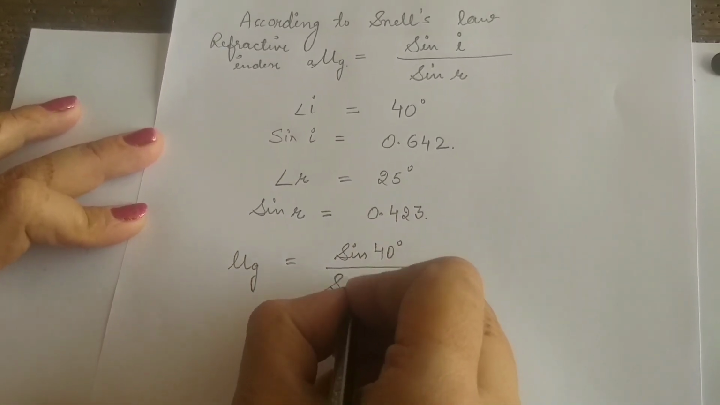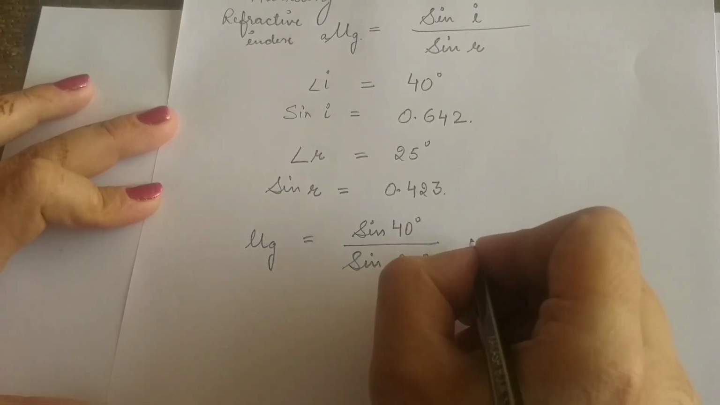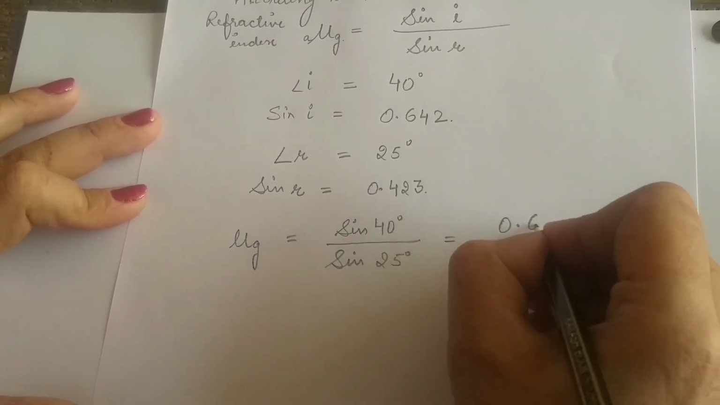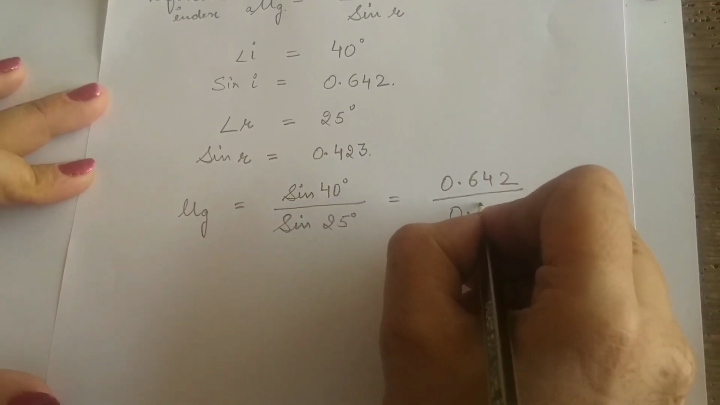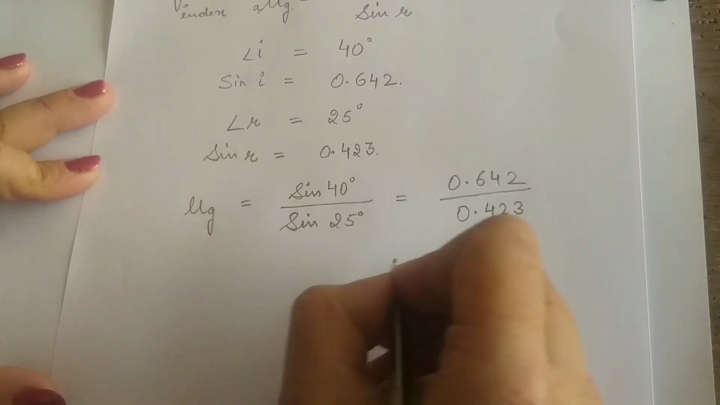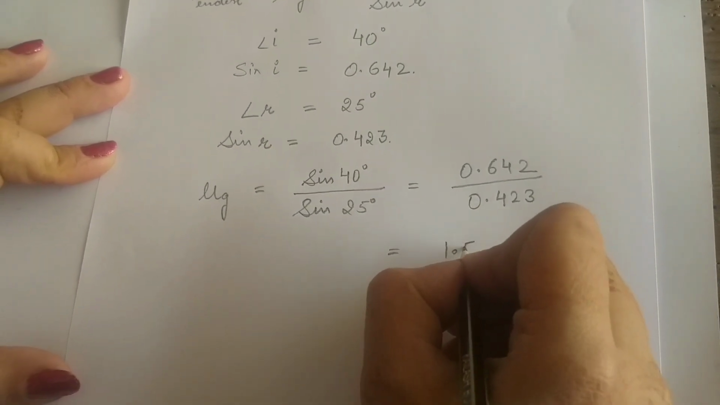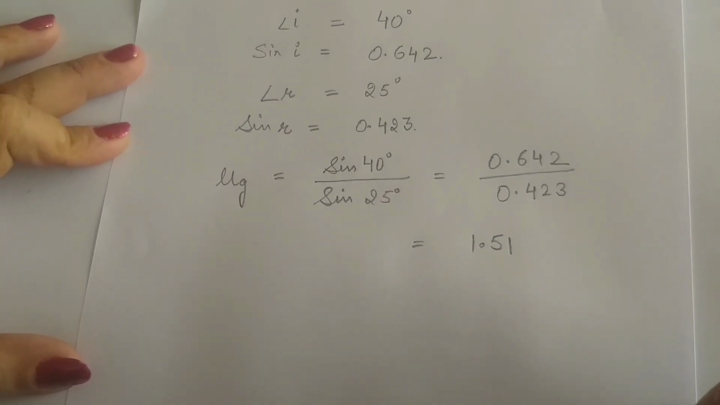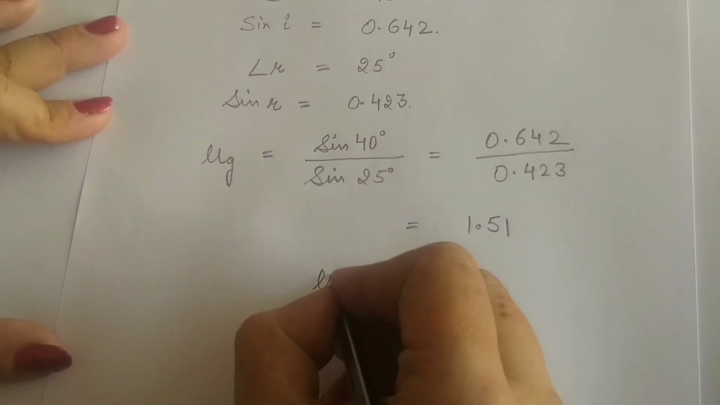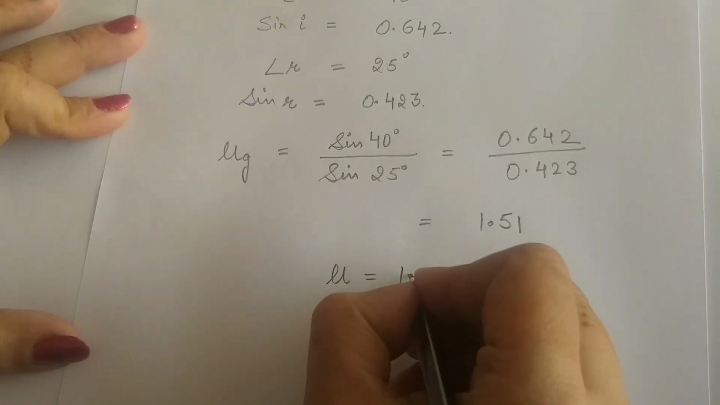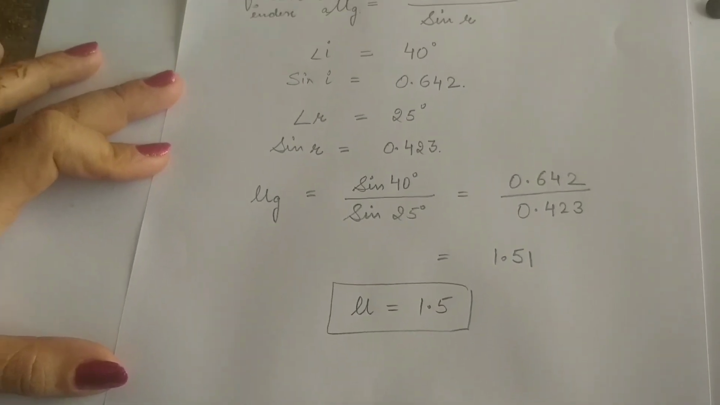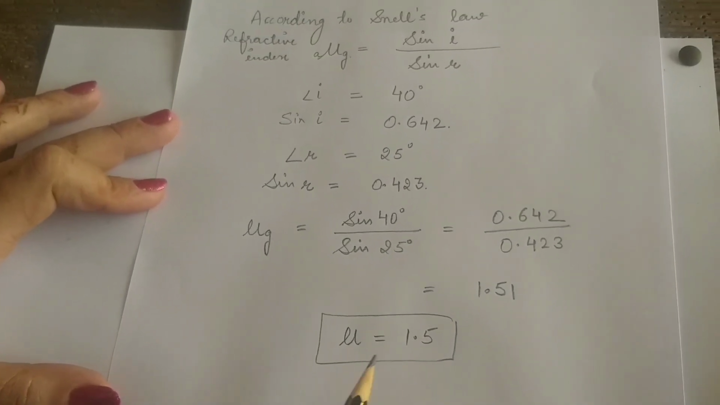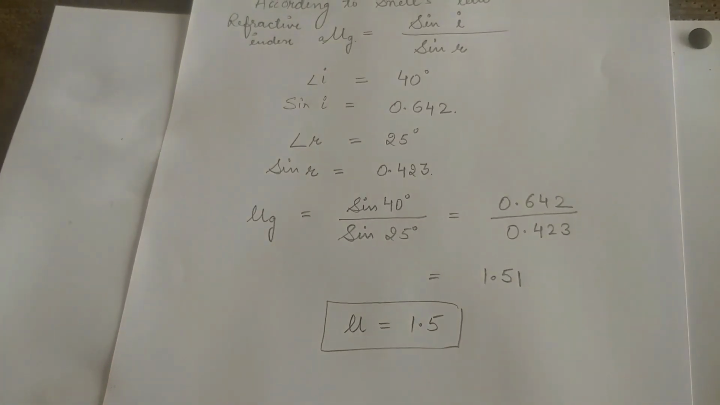Now let us calculate the refractive index of glass, and that will be equal to sin 40 degrees divided by sin 25 degrees, which is further equal to 0.642 divided by 0.423, and on dividing we get the result as 1.51, which can be approximated to 1.5. So experimentally we have calculated the value of the refractive index of glass, which is 1.5. Thank you.